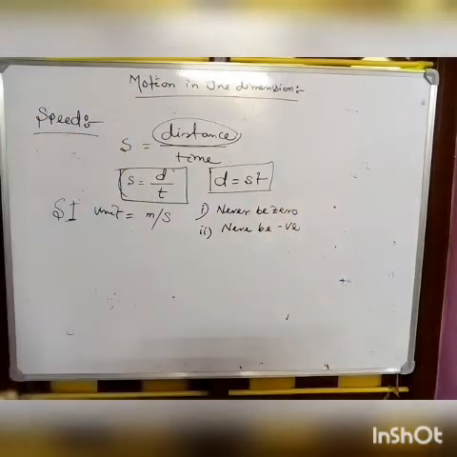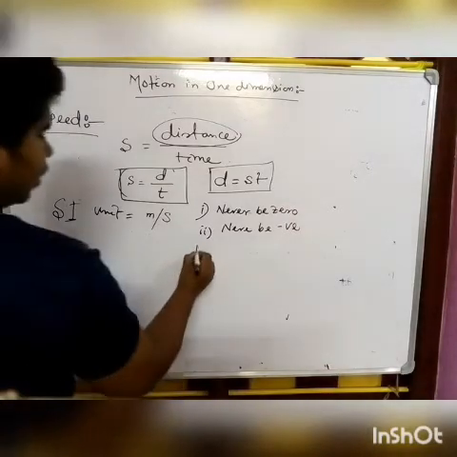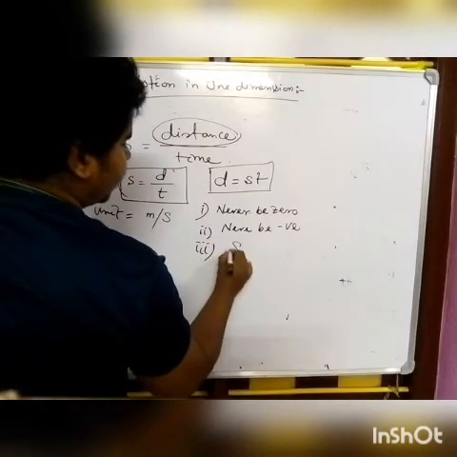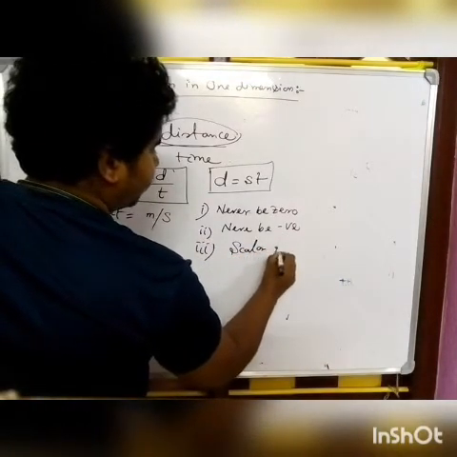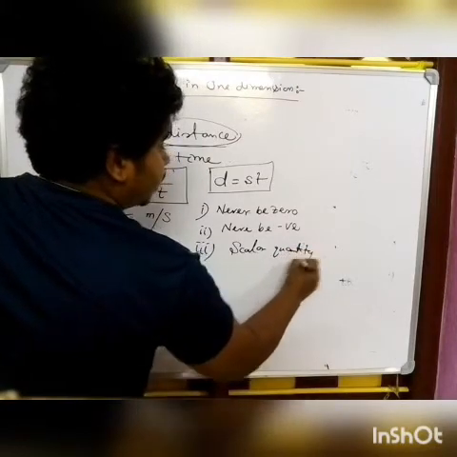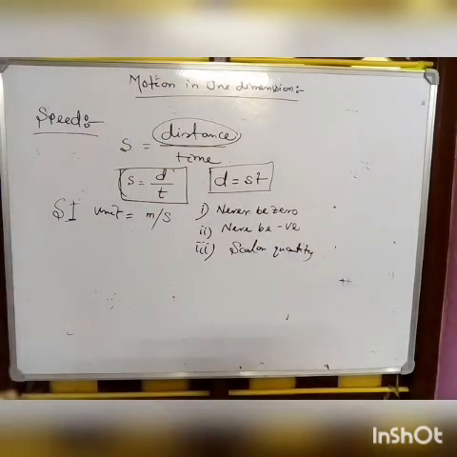Why can it not be negative? Because by similar logic, the distance cannot be negative, so we know the speed of a body also cannot be negative. And number 3, same as distance, it is a scalar quantity. Why? The reason is that speed is formed from distance and time, and both distance and time are scalar quantities. So as distance and time are scalar quantities, the speed is also a scalar quantity. So these are the characteristics of speed.